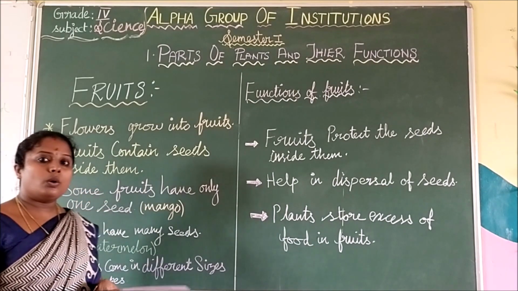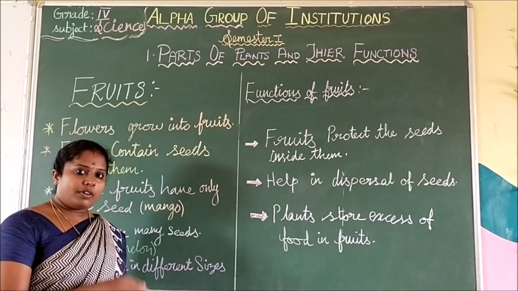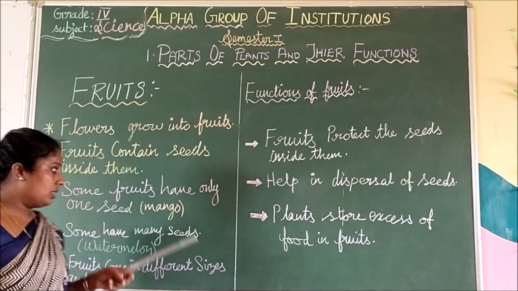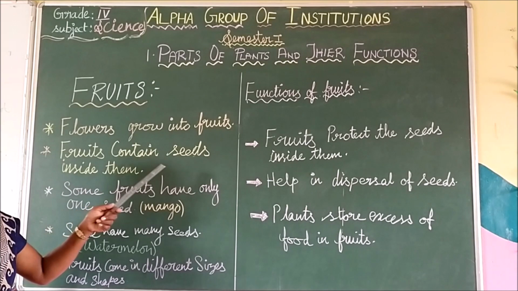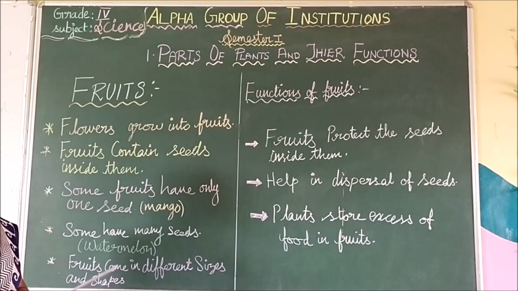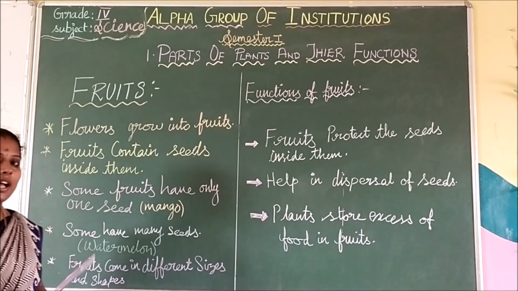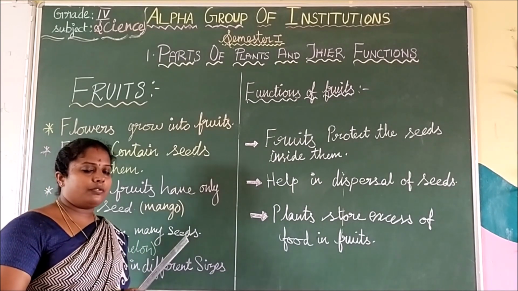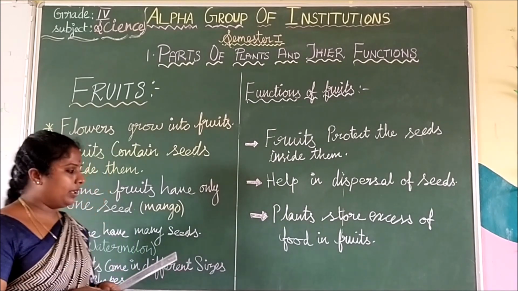Flowers grow into fruits. From flowers we are getting fruits. Fruits contain seeds inside them. So inside the fruit we have the seeds. Inside the fruit the seeds will be available.